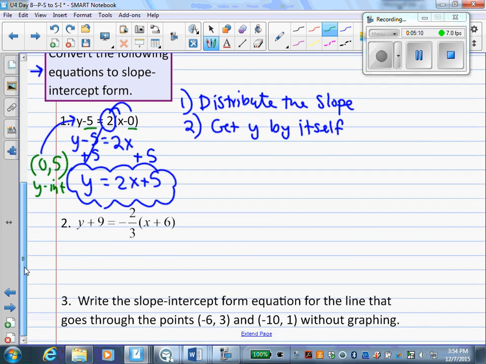Write down number 2. y plus 9 equals negative 2/3 times (x plus 6). So remember, step 1, distribute the slope. This time we have a fraction. Don't freak out. They're okay. So I'm going to rewrite y plus 9 equals, now negative 2/3 times x, it's just negative 2/3 x. Negative 2/3 times 6.